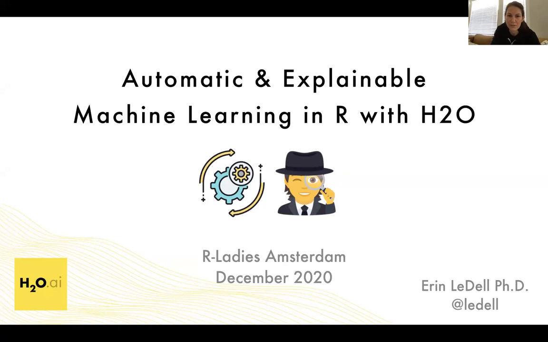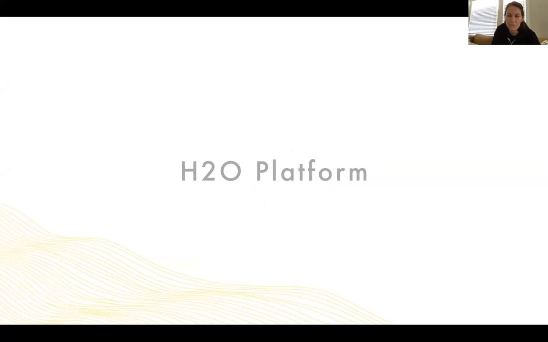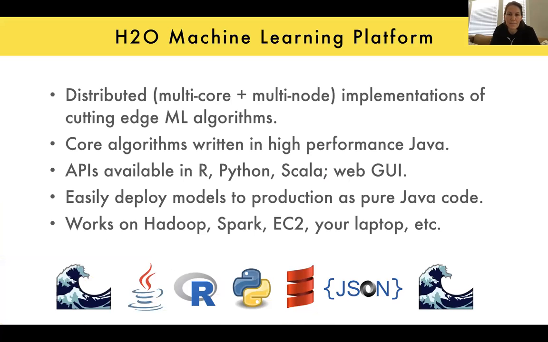So I will briefly talk about what is H2O. In the R world, it's just a library called H2O that you can get from CRAN. And we have a Python API and Java and Scala. I'm only going to be talking about the R today, but just as a note. So this is sort of just an overview of what it is.